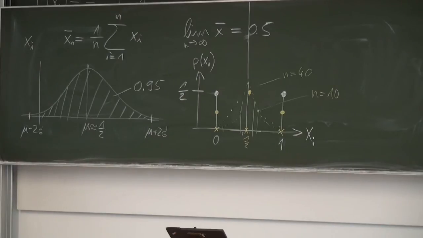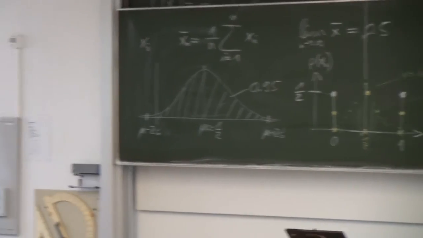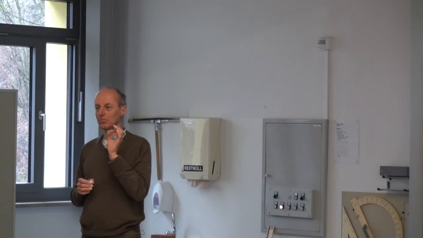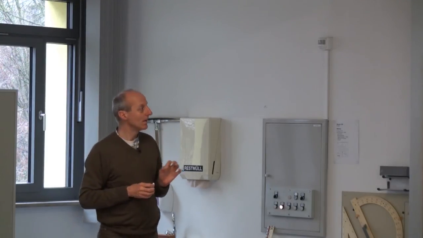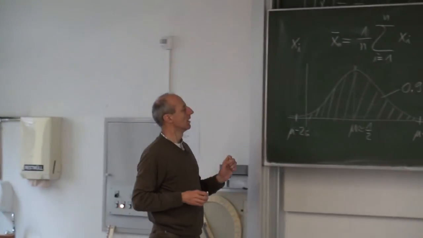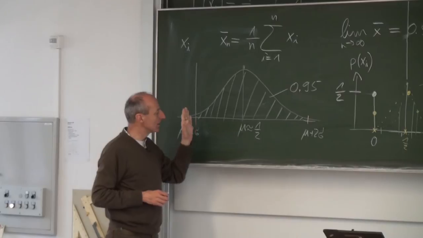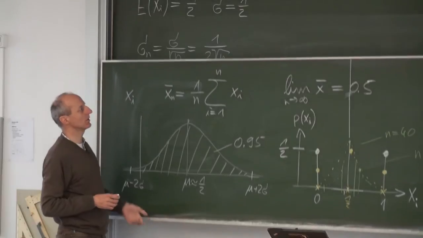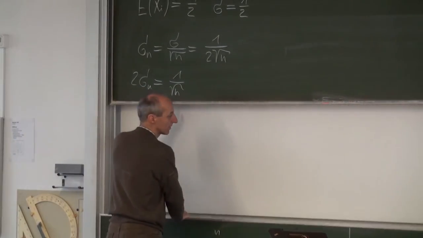And that's what we do in statistics. I mean, we can never guarantee that the mean is in the interval mu minus 2 sigma and mu plus 2 sigma. But we know that in 95% of all our measurements, it has to be in this interval. And that's why we define the test to be passed if our empirical mean is in this interval. Okay, let's continue with our experiment.